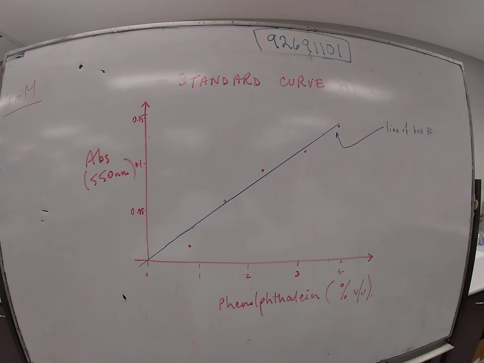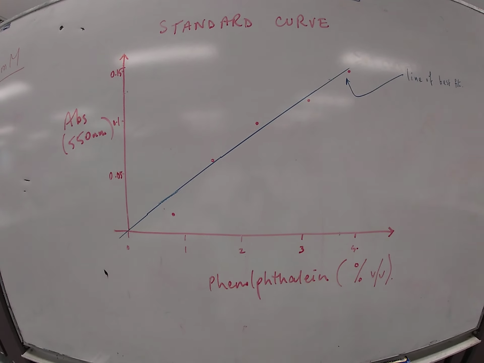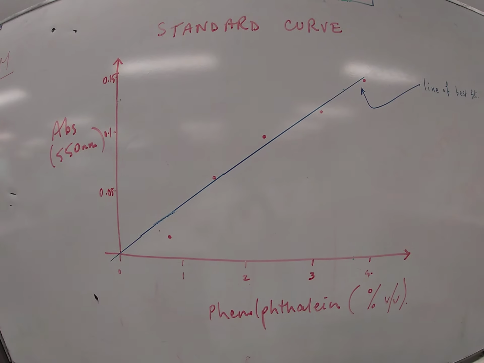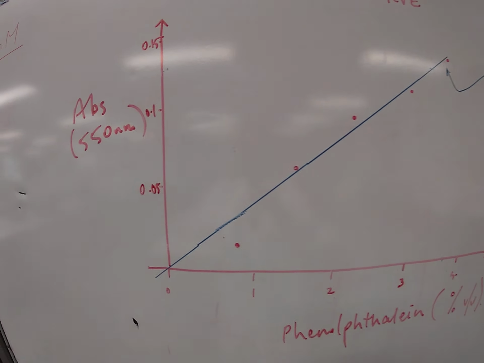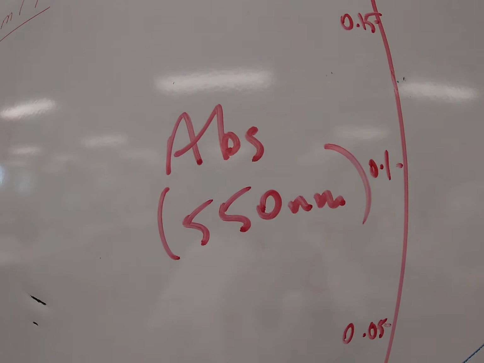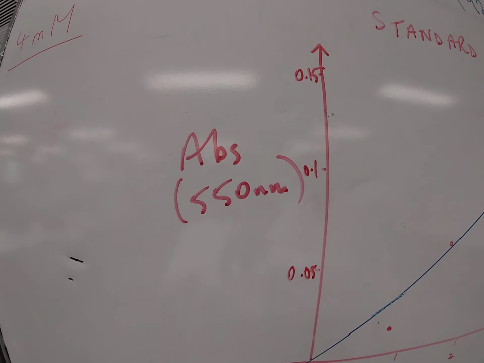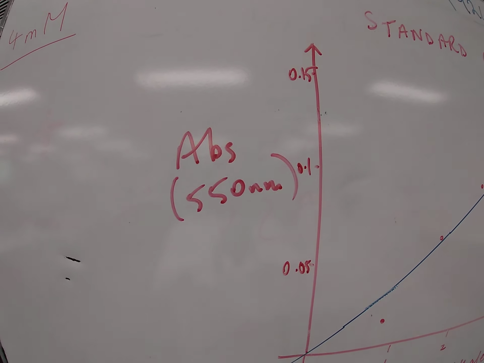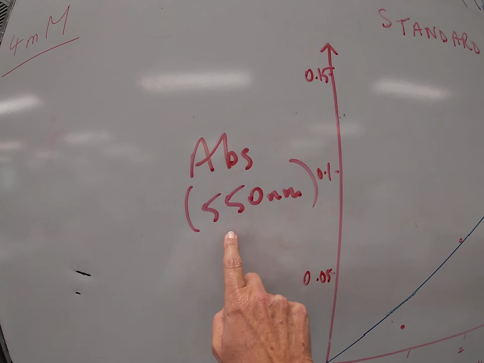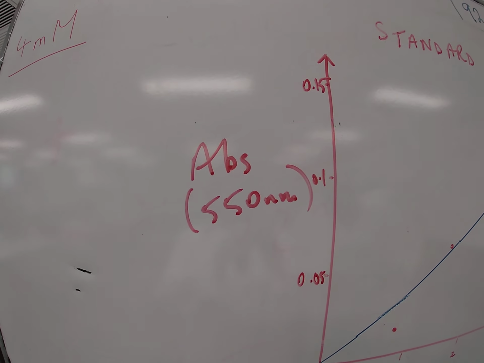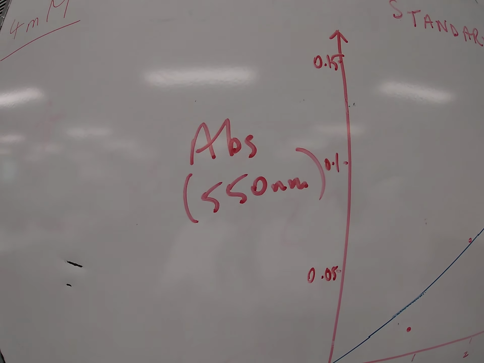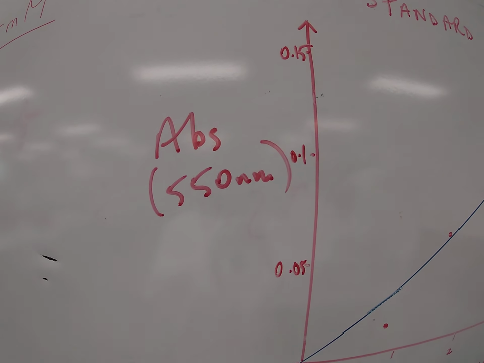So let's have a look at how that standard curve may look. And Bob has already drawn up a standard curve for us. So let's dissect this a little bit further. On this axis here, we have absorbance, which is also known as our y-axis. And absorbance, remember, we measured using a wavelength of 550 nanometers.